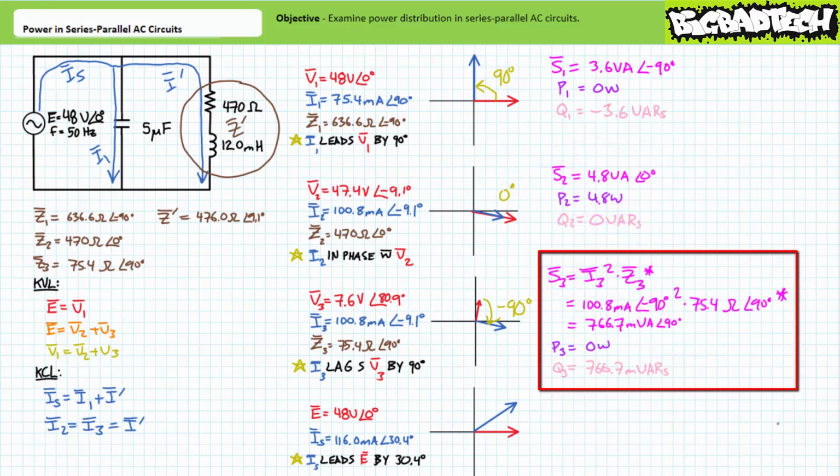It can be said current through inductive impedance Z3 lags the voltage across it by a relative 90 degrees. As such, one might expect all of apparent power to be directed towards reactive power.